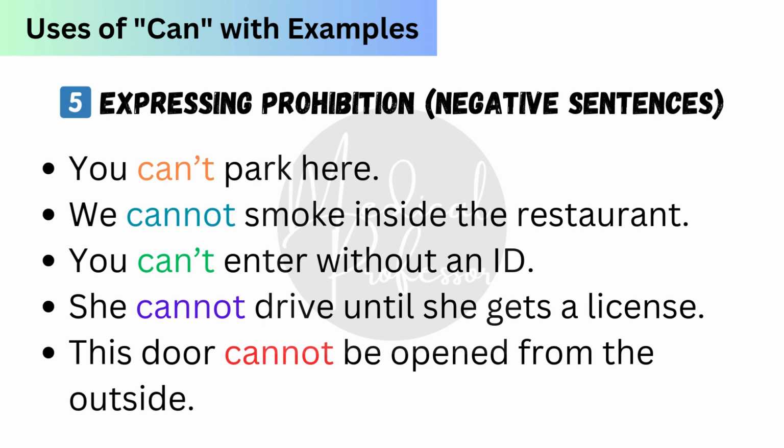Number 5, expressing prohibition. Negative sentences. Cannot or can't is used to indicate something is not allowed or possible. For example, you can't park here. We cannot smoke inside the restaurant. You can't enter without an ID. She cannot drive until she gets a license. This door cannot be opened from the outside.